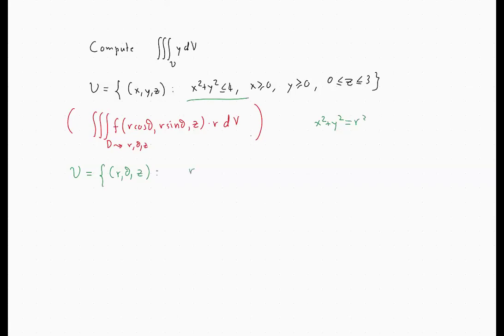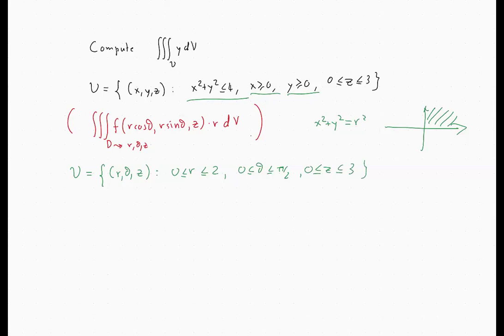Now, we see that x and y are positive, which means that our domain projects onto the first quadrant. And in the first quadrant, we have that theta is between 0 and pi over 2. And finally, z is given very nicely to be between 0 and 3. So that's our domain.